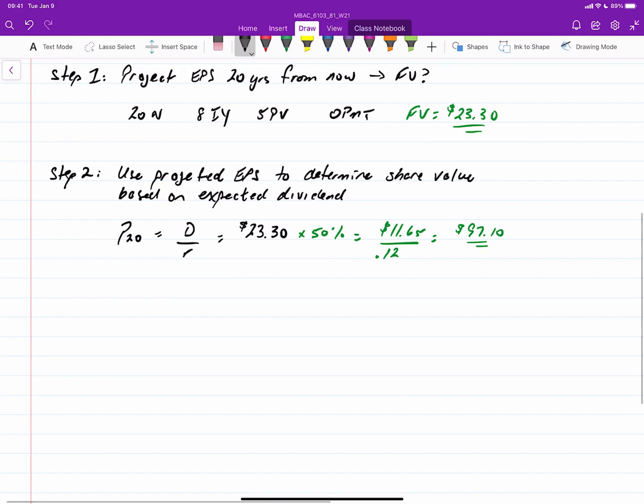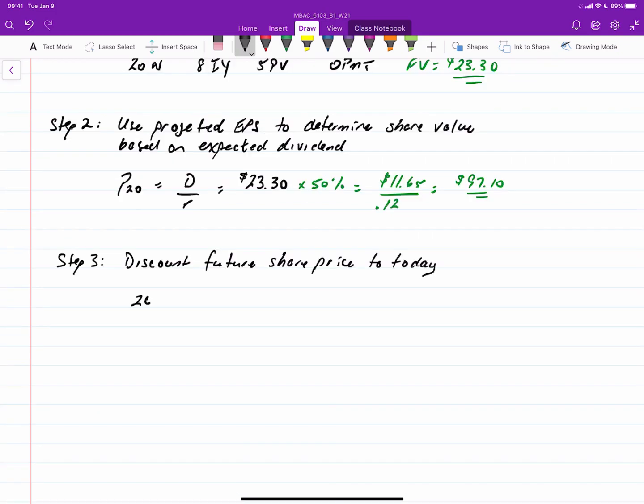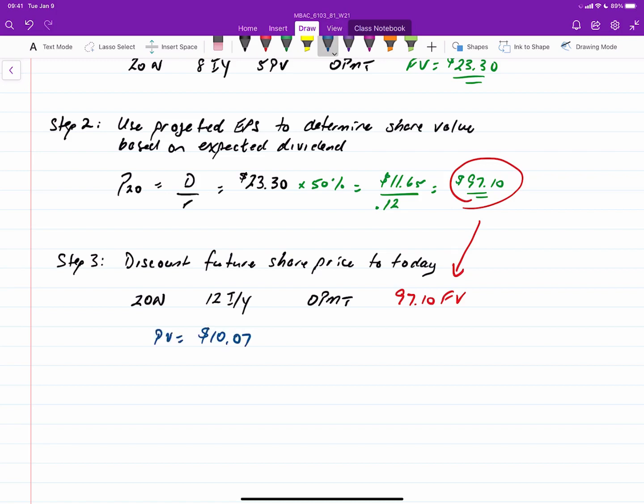We're not quite done yet because this is the share price 20 years in the future. What we want for step 3 is to discount the future share price to today. So we've got 20N. We now have 12IY because this is the rate of return that we're using for our own investment purposes. There's no payment because it's not a regular payment stream. And the 97.10, that was the stock value that we just calculated, will basically become the future value in our calculation. And we will compute the PV to be $10.07.